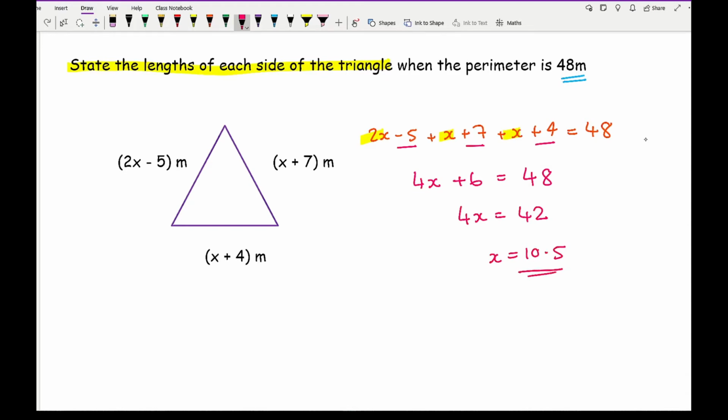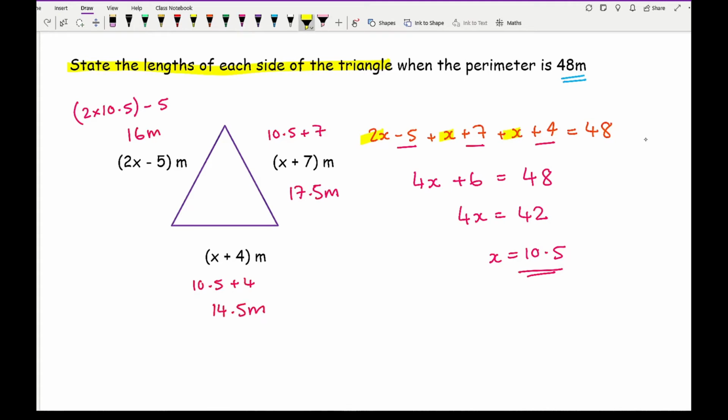So now what I need to do is work out what the sides are going to be. For this one, this side here is going to be 2 times 10.5 take away 5. And if I work that out, that's going to be 21 take away 5, which is 16 meters. This side here is going to be 10.5 plus 7, which is 17.5 meters. And this side here is going to be 10.5 plus 4, which is 14.5 meters.